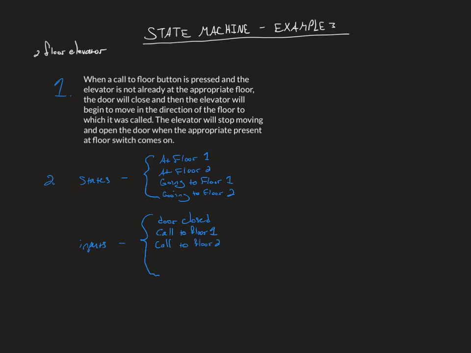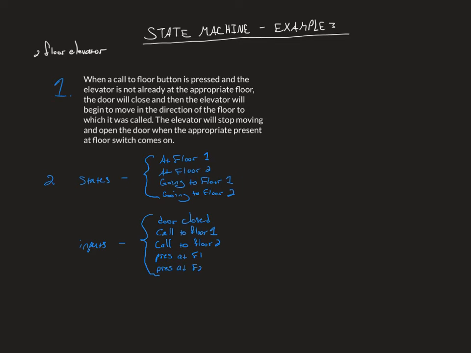And then lastly, the way that the elevator works is it'll be at floor 1, someone presses call to floor 2, and then it goes to state going to floor 2, right? And now the elevator is going up. And it'll stop going up when it gets a present at F2. So we have to have our present at floor sensors. So we're going to have a present, and we'll just abbreviate pres at F1 and pres at F2. There we go. There's our inputs.